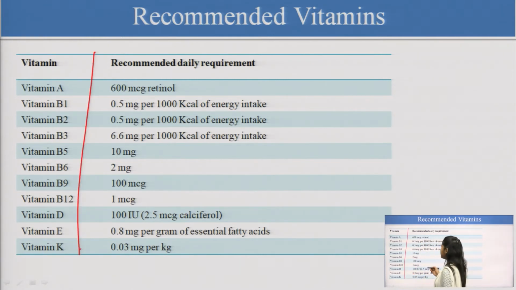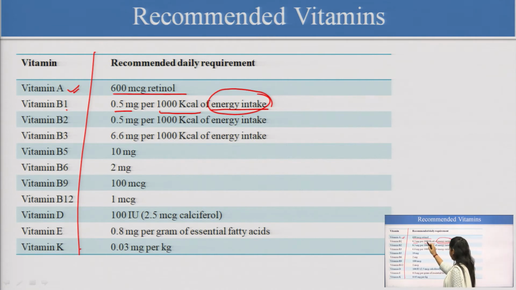This is important from the social health point of view. We should know what the daily recommended dose should be. Vitamin A, we require at 600 mcg retinol. Similarly with vitamin B1, 0.5 mg per 1000 kilocalories of energy intake. Whatever energy we are taking, for every 1000 kilocalories we need 0.5 mg. Similarly, for vitamin B2, it is the same as vitamin B1.